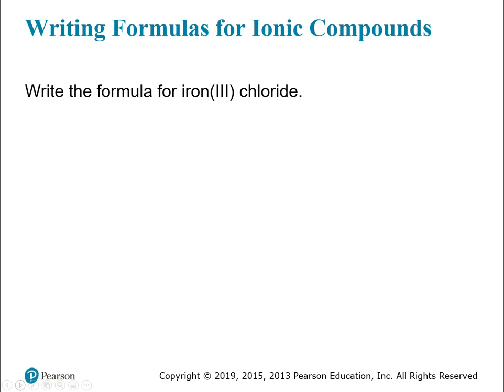Let's write the formula for iron 3 chloride. I like to split this up. We'll deal with the iron 3, that's our cation. Then we'll deal with the chloride, which is the anion. Iron 3 tells you what its ionic charge is. The symbol for iron is Fe. The Roman numeral 3 tells us the charge is 3+.